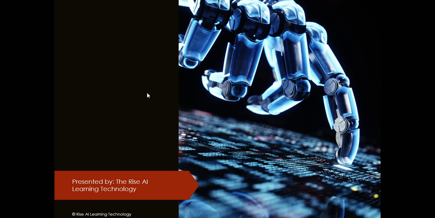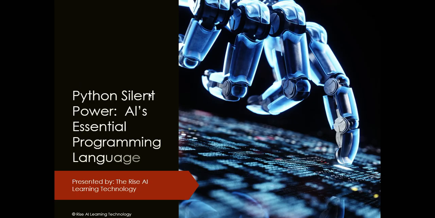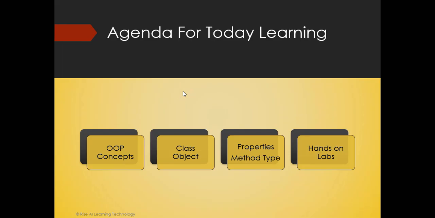So thanks everyone for joining this session. Yesterday we covered the OOPS concept in Python. As part of that we covered the class, object, property, and method types. Today we are going to have the hands-on lab of all those things.